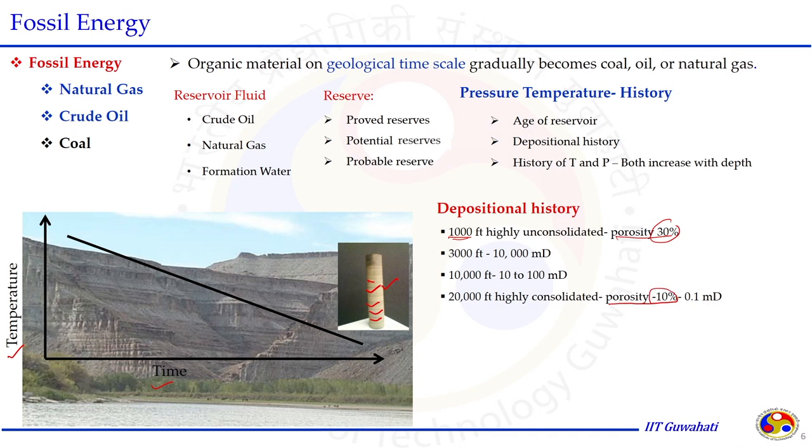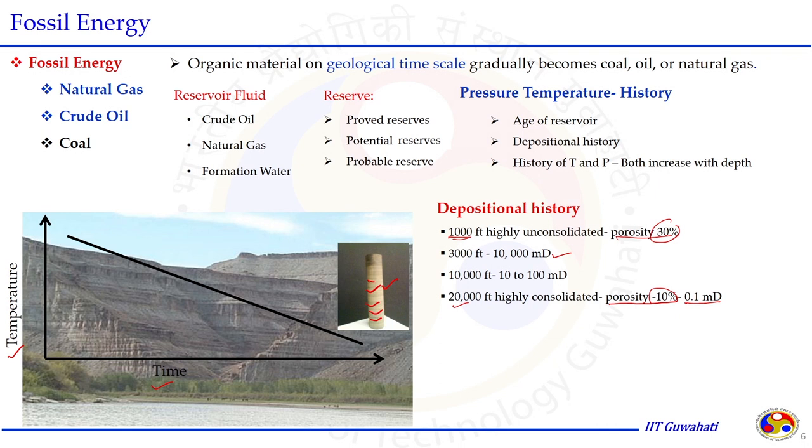For the permeability, a similar analogy can be said. As we go down, because of the compaction of the rock, the permeability also decreases. At 3000 feet, the permeability could be 10,000 millidarcy. When we go to 10,000 feet depth, the permeability reduces to the range of 10 to 100 millidarcy. Around 20,000 feet depth, the permeability is 0.1 millidarcy, meaning in this order. So as we go down, the porosity and permeability both are supposed to decrease, but the exact value or nature of the porosity and permeability depends on many factors: geological setting, age of the rock, and other factors.